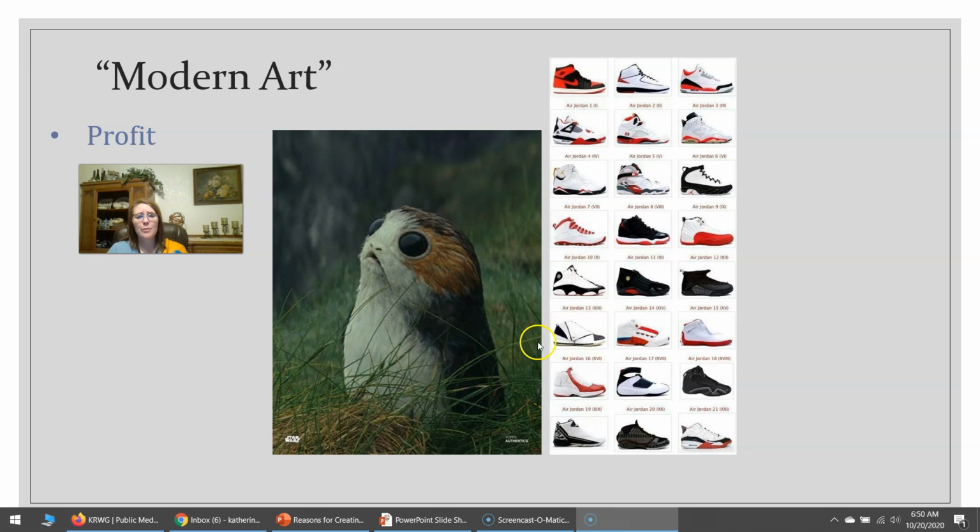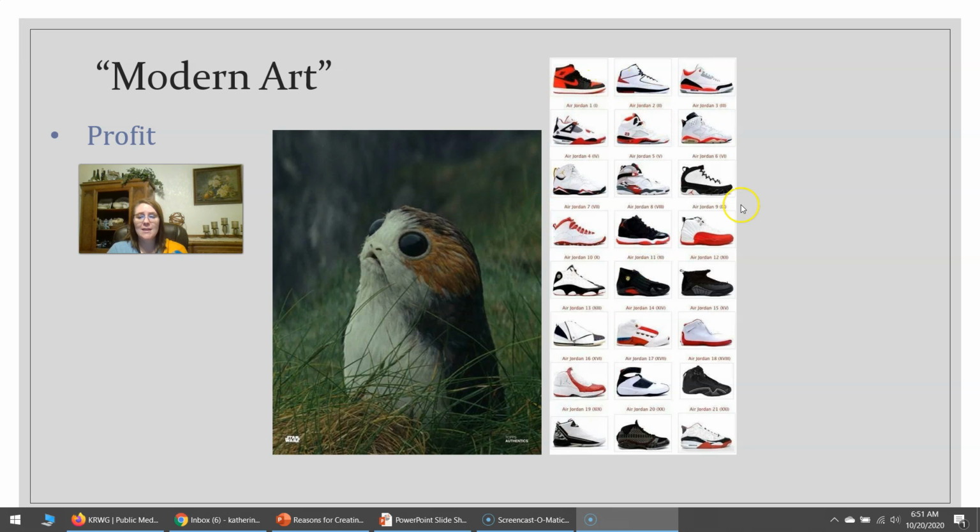This is a porg. I remember watching the new Star Wars movie and thinking, what the heck is that Pokemon doing in my Star Wars movie? But I didn't like the new Star Wars trilogy at all. And the only purpose of the Porg is to sell stuffed animals and little trinkets to kids.